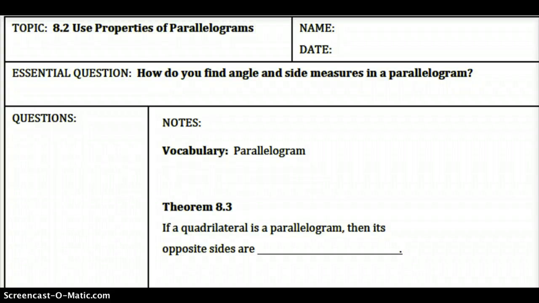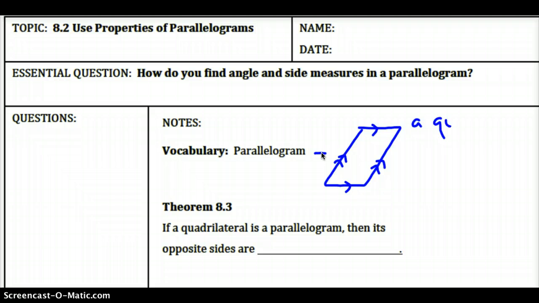Lesson A2 notes, use properties of parallelograms. What is a parallelogram? A parallelogram is a quadrilateral that has two sets of parallel sides. So, here's an example of a parallelogram. One set of parallels, two sets of parallels.